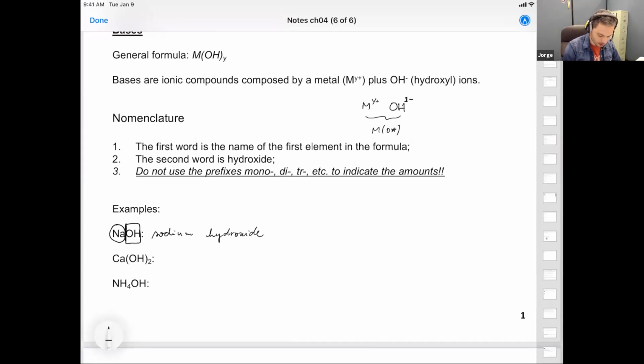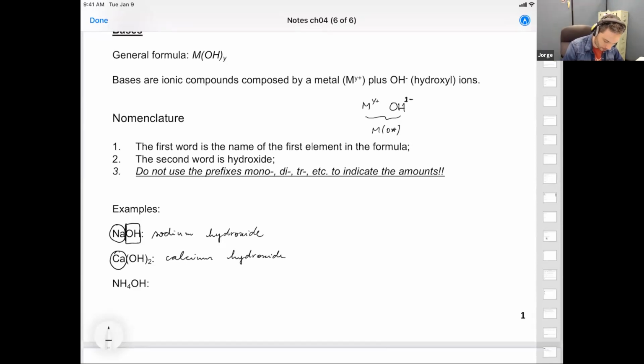Let's look at the second case. The first element is always the element that is not the OH part of the base. So in this case it is calcium. And very simple, guys: give it a space, and the next word will be hydroxide. Okay, Ca(OH)2 is calcium hydroxide.